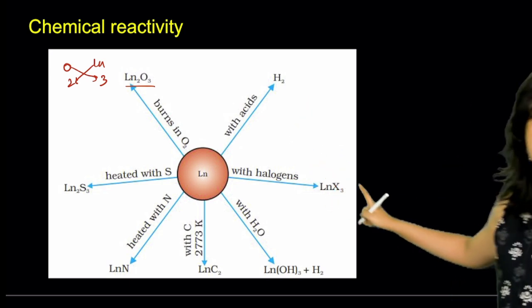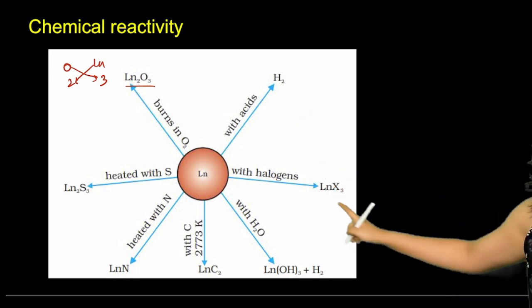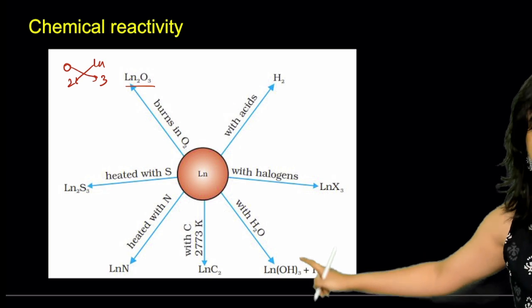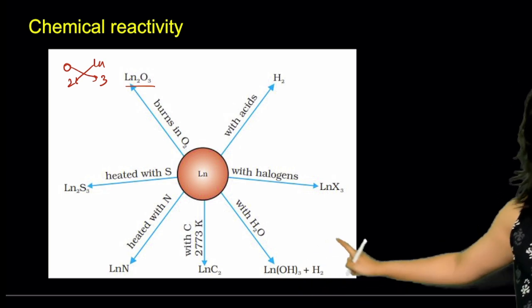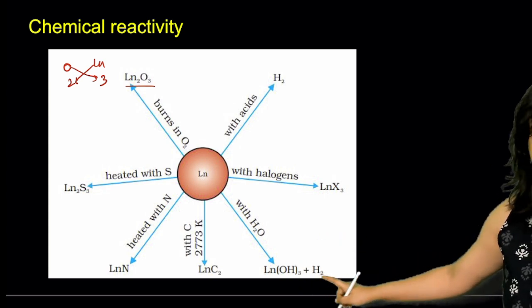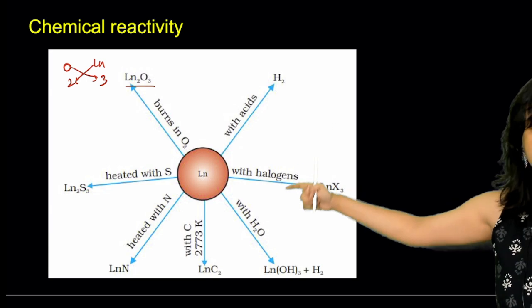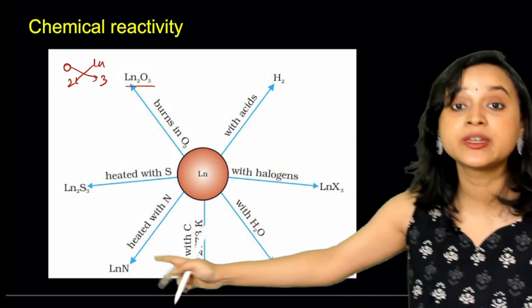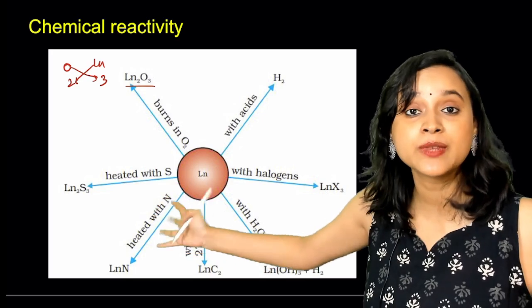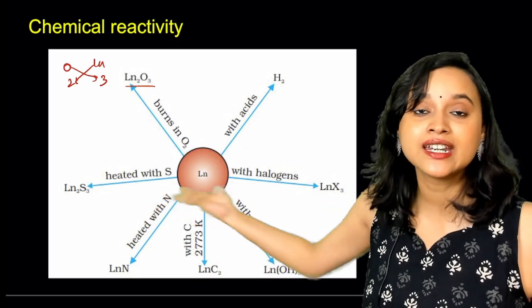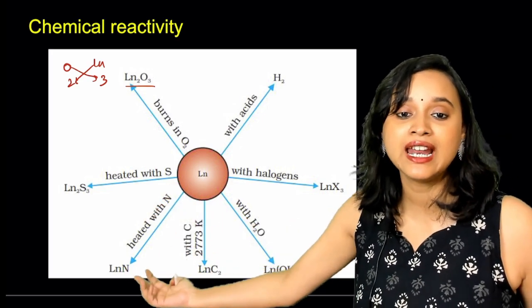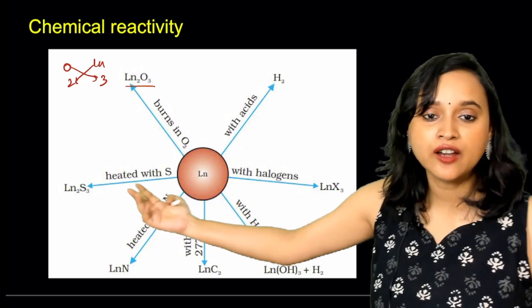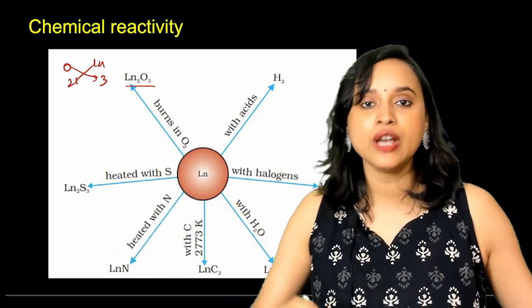If they react with halogen, then they are going to form LnX3. If they react with H2O, then they are going to form alkalis, which will be Ln(OH)3. If they react with carbon, they are going to form carbides. With nitrogen, because both of them have +3 and -3 oxidation state, it is going to cancel out, so it is going to be LnN. And for sulfur, it is again going to be Ln2S3.